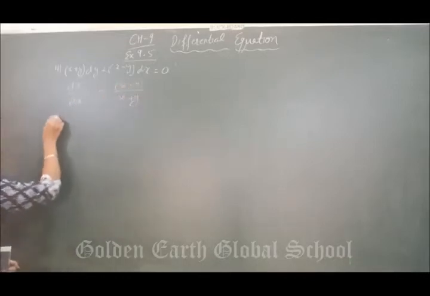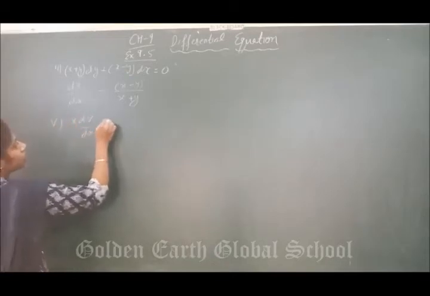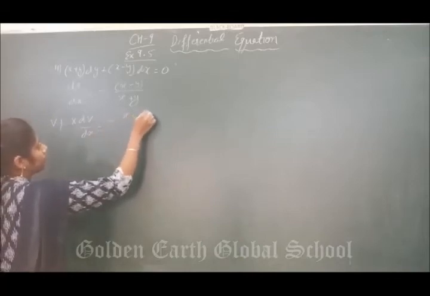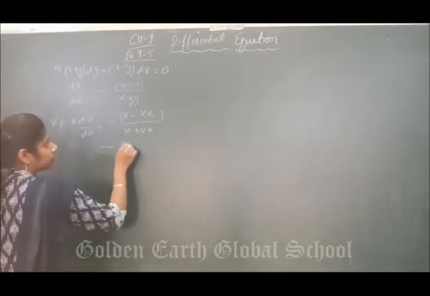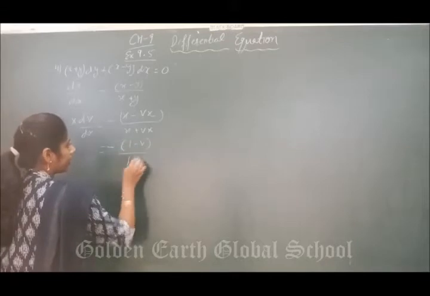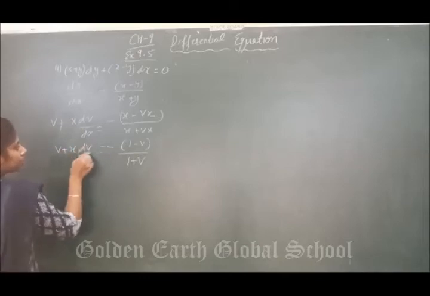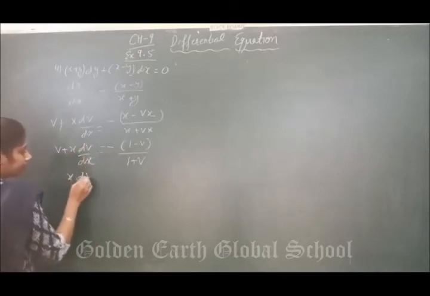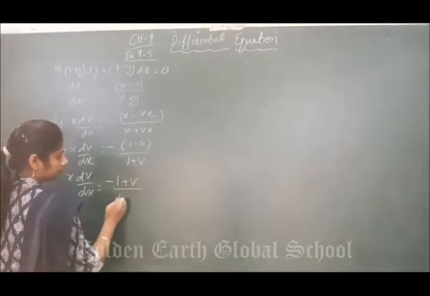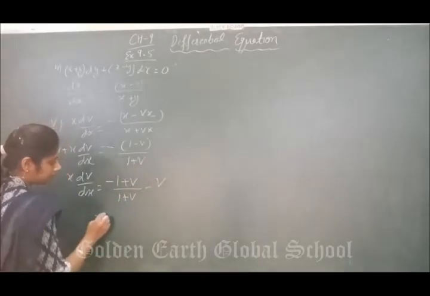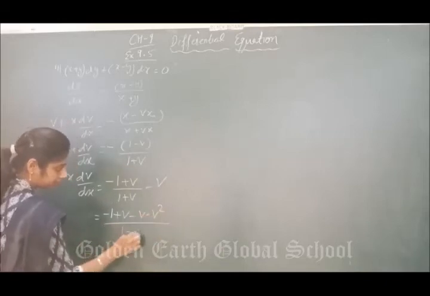Put y = vx. So the left hand side will become v + x dv/dx, equals minus, y can be replaced with vx. Take x common. So we are left with (−1 − v)/(1 + v). Shift v to the right hand side: (−1 + v) minus v. Take the LCM. v will be cancelled.